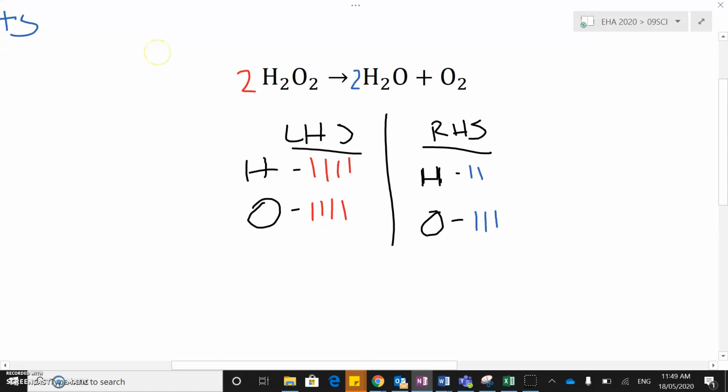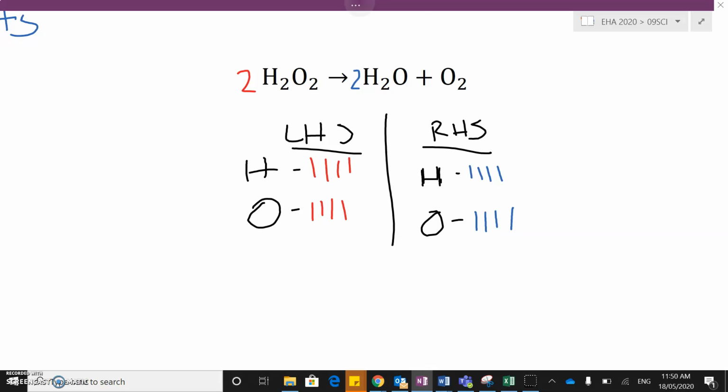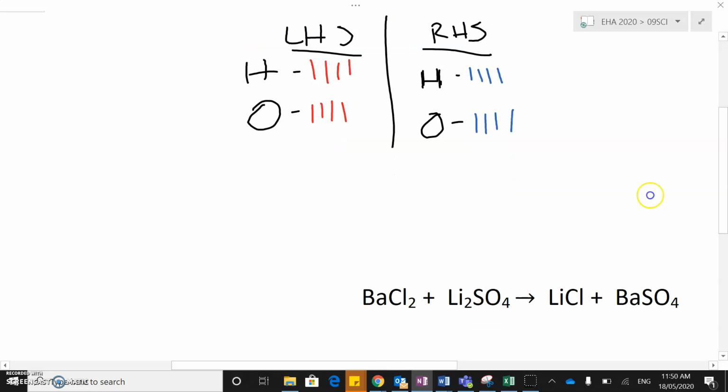Let's see how that adjusts. Now I've got 1, 2, 3, 4 hydrogens, and I've got 2 times oxygen, so there's 2 plus the other 2. Hey, it's balanced. That's it, nicely done. I'll do one more example.